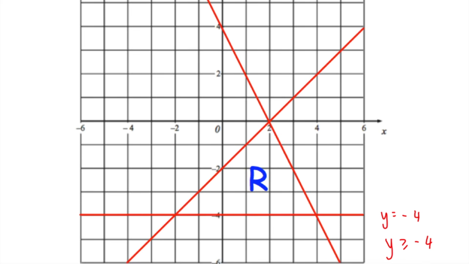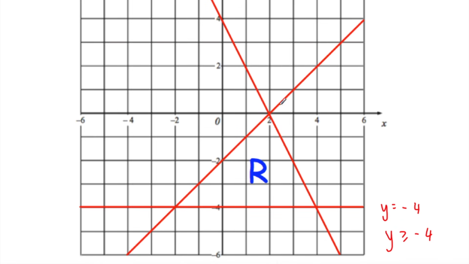Okay, now let's look at these diagonal lines. So let's start off with this one here. So it's going to be in the form y equals mx plus c, that diagonal line. So let's get its equation to begin with. So in terms of the plus c, it crosses the y-axis at negative 2, so it's going to be y equals something, subtract 2. And then in terms of the gradient of the line, let's choose 2 points. So I'm going to choose this point here and this point here.